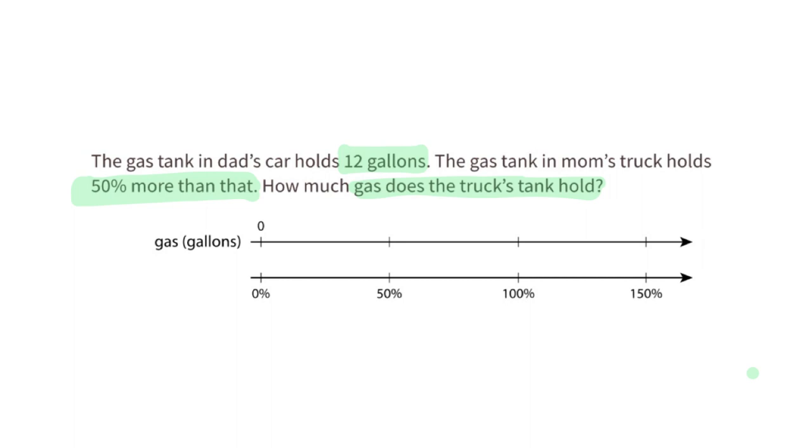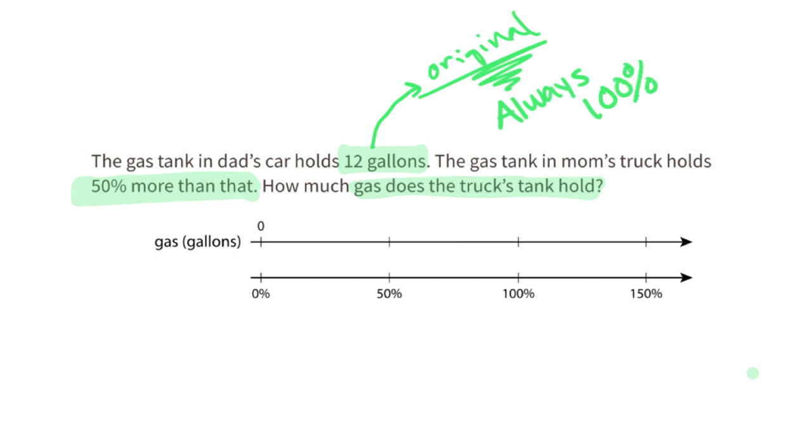So the first thing is this 12 gallons. This is our original amount. This is what we're starting with. The original amount is always represented as 100%. It's our whole amount, our starting value. So on my number line at 100% here, we're going to put in the 12 gallons. That's where we're starting.